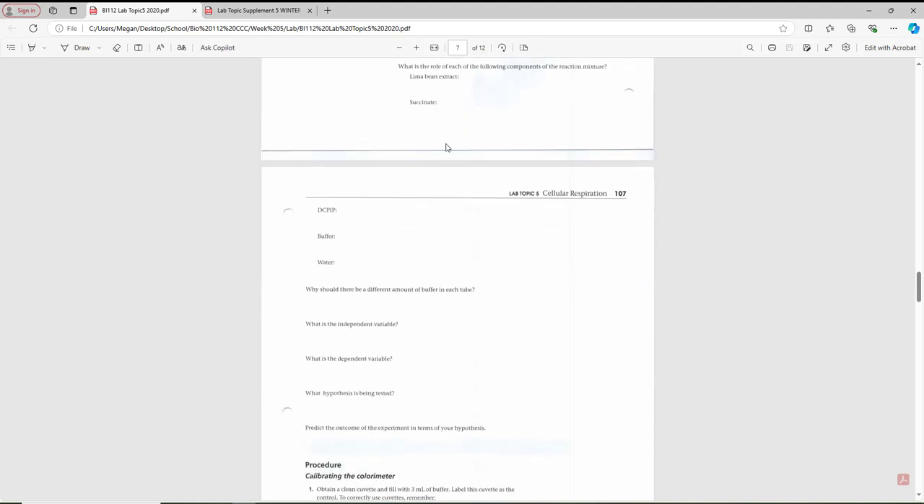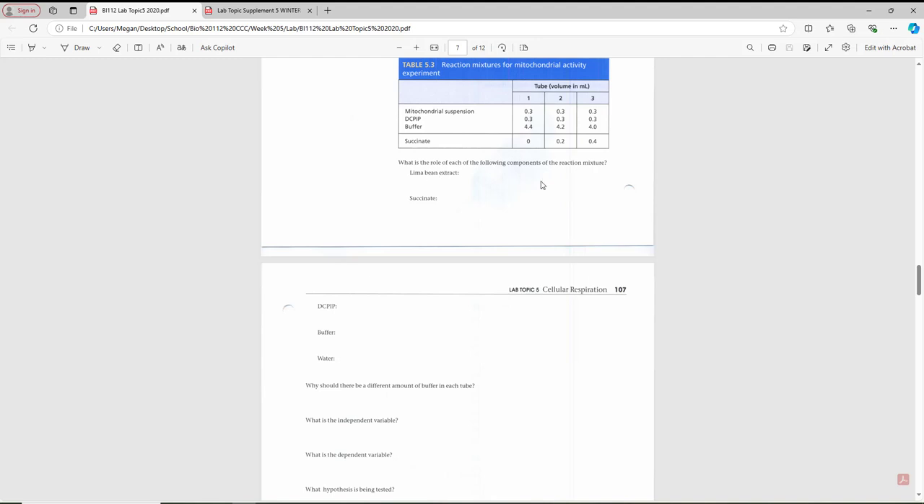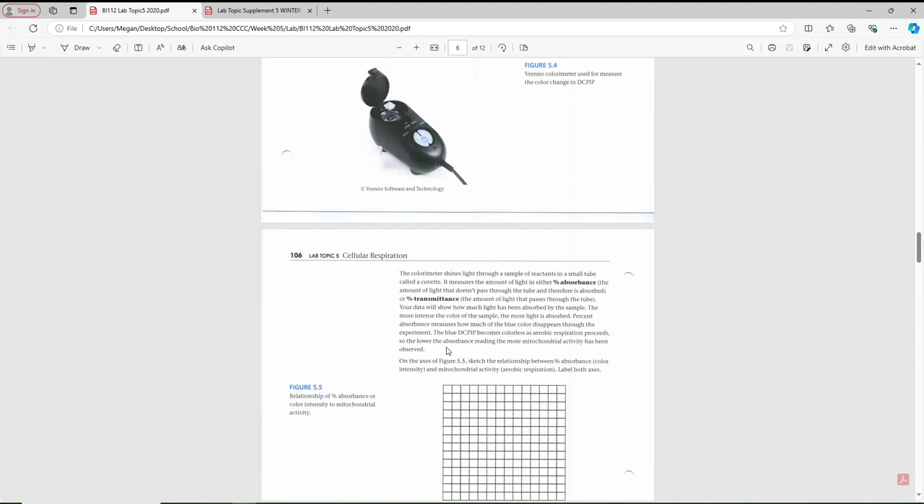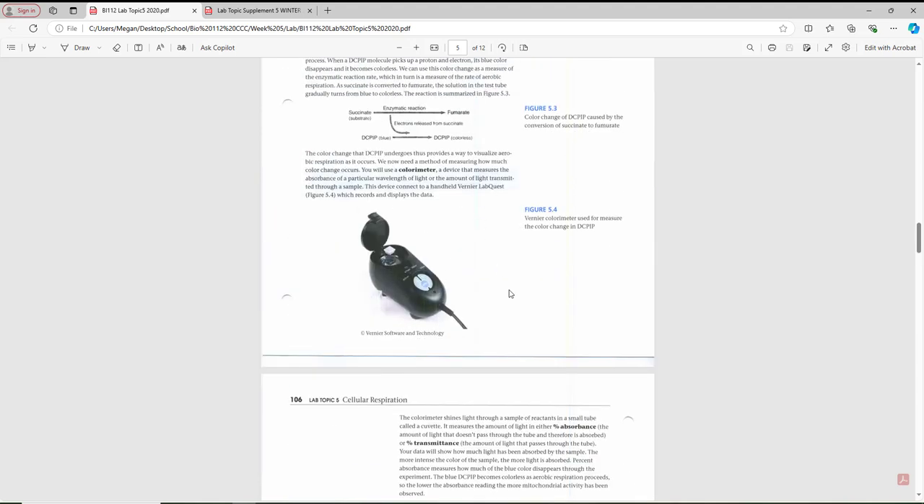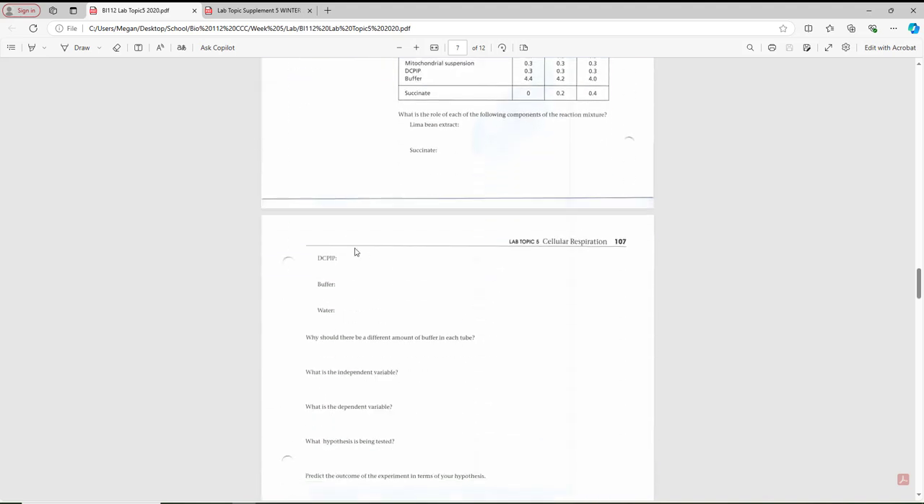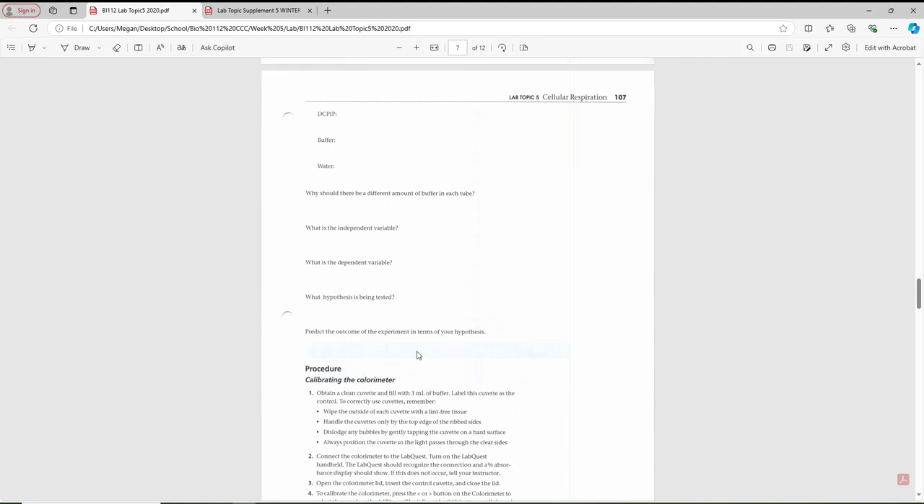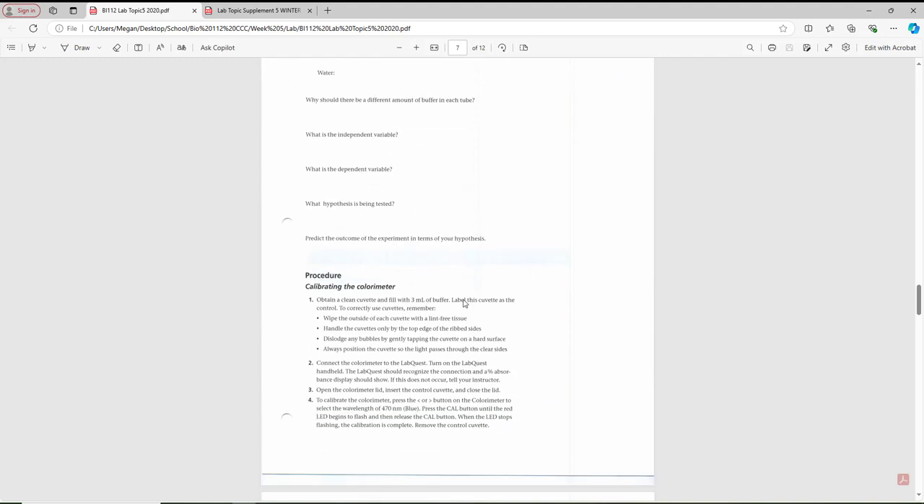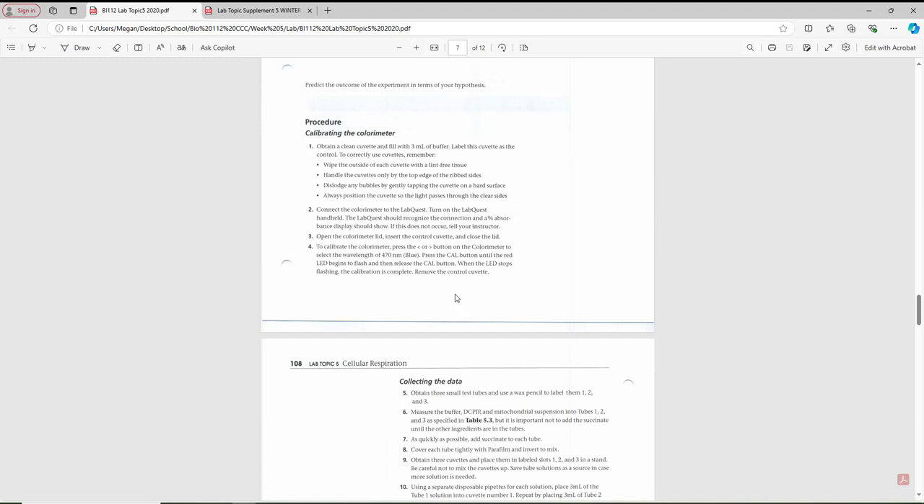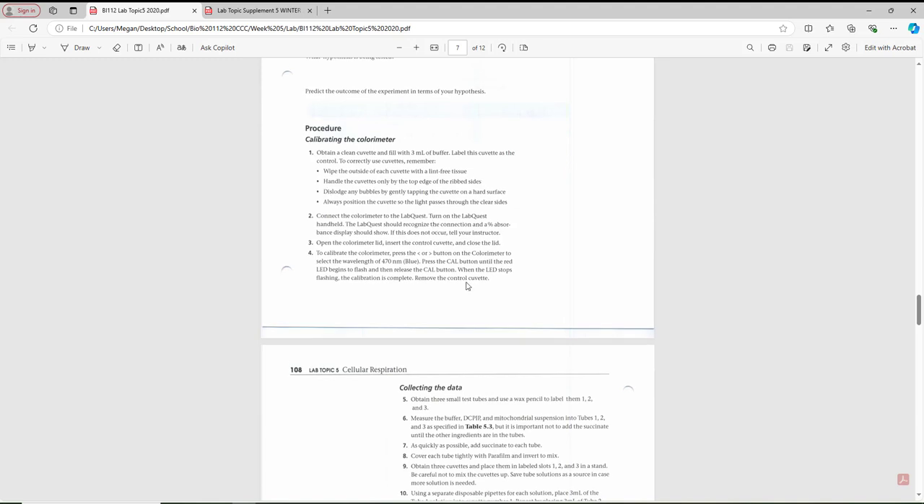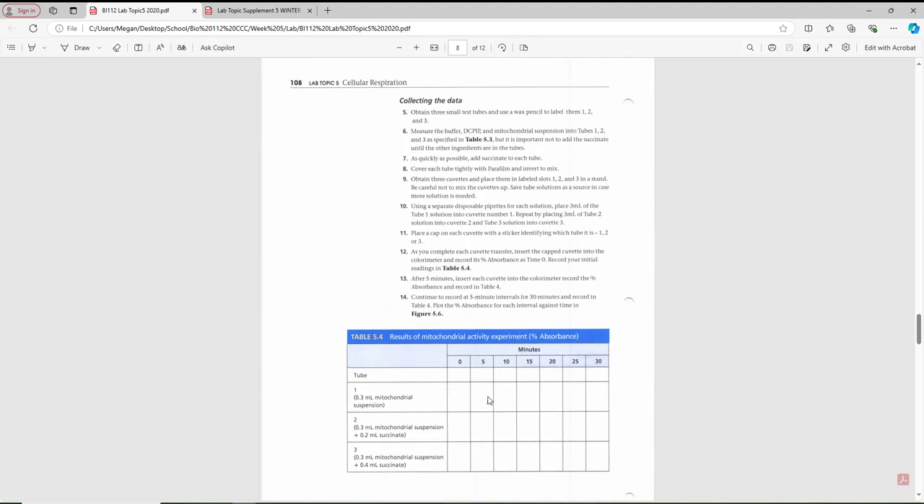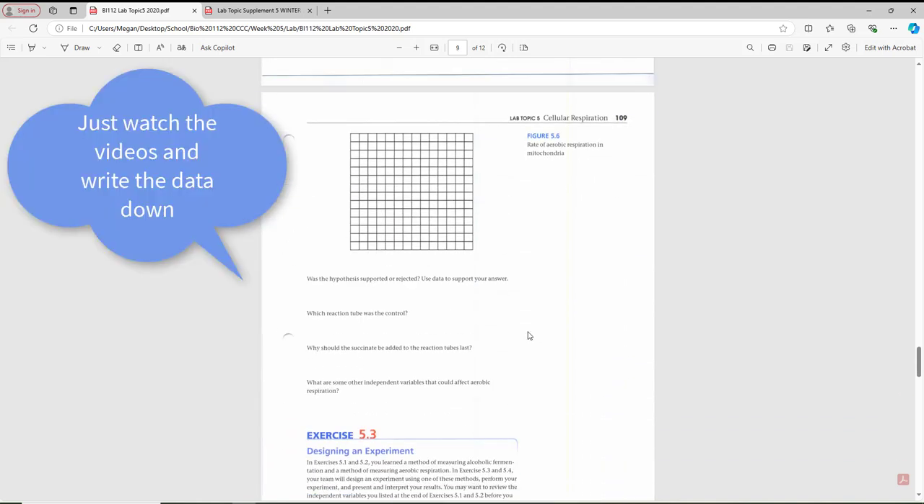So read the directions. You'll need to indicate the role of each of the components in the mixture, so make sure you're reading everything thoroughly. So here's the succinate, the substrate, and then what the product will be, and then what each of the components are used for, what's the independent versus the dependent variable, and so forth. Okay, and you're actually not doing the experiment part, so you just need to watch the videos, and then you can write the results there.